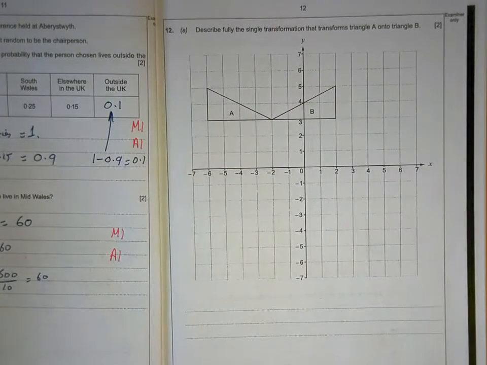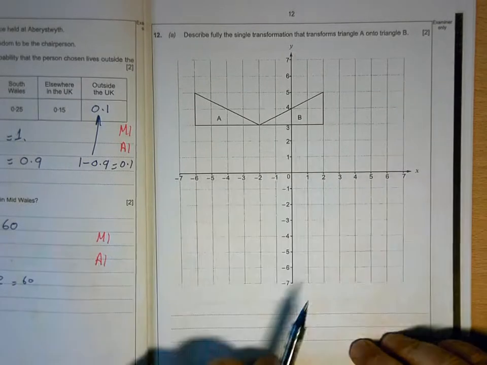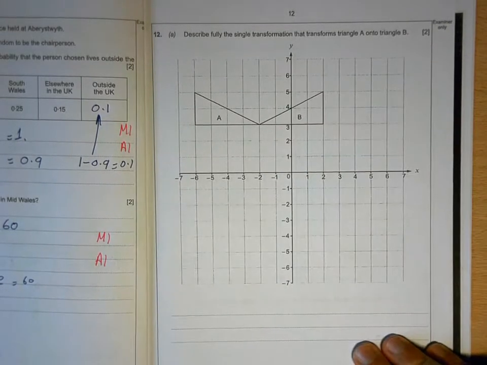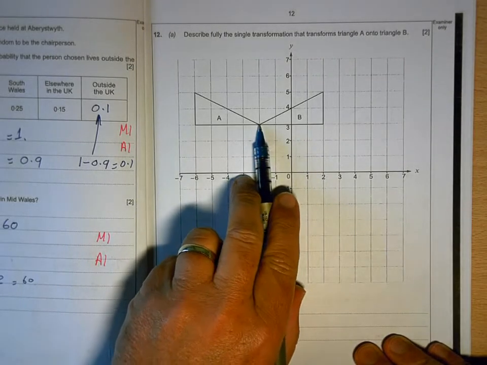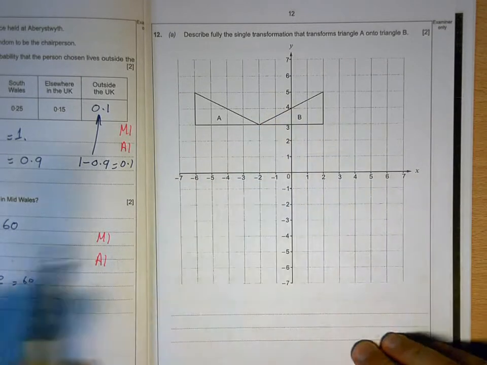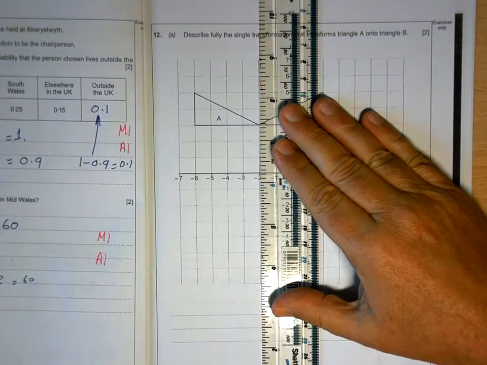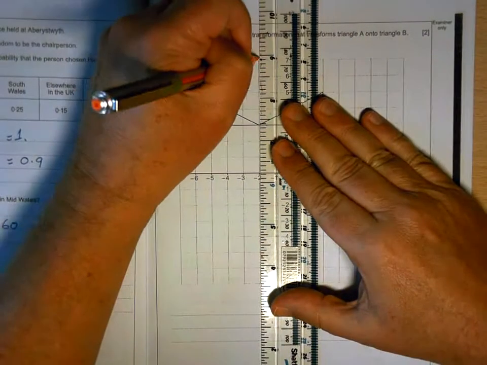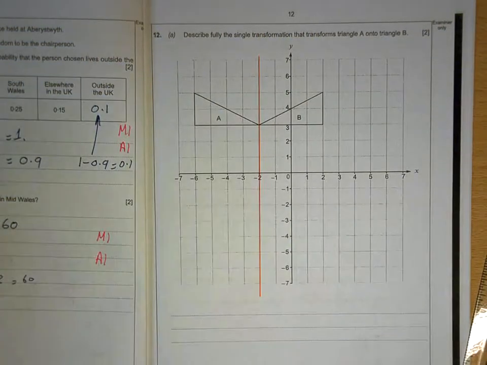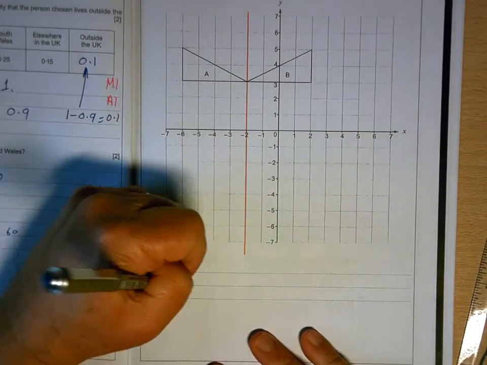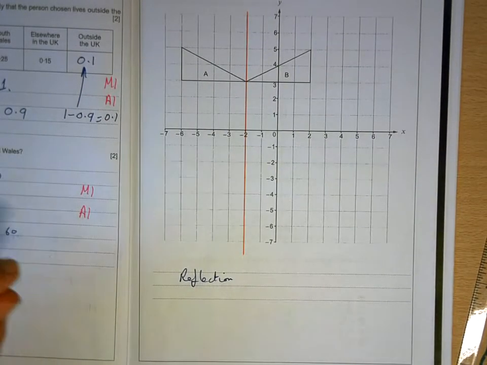Part 12, transformations. Describe fully the single transformation that transforms triangle A onto triangle B. So we can see there that the two triangles are touching. So we've got a mirror line between there. Okay, so what we've got is a reflection line which is going there. Now, the mathematical word that you have to use to get 1 mark is that it is a reflection.